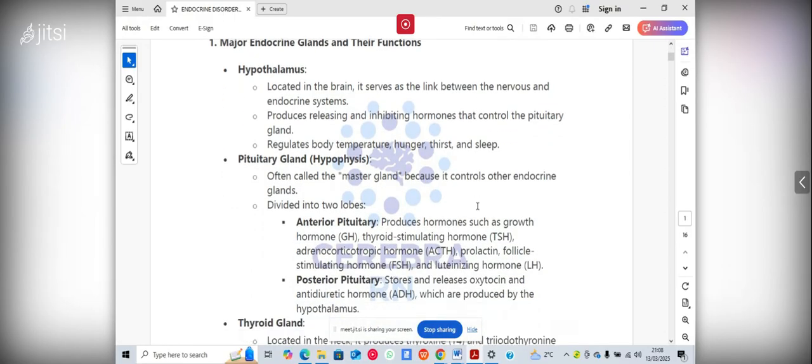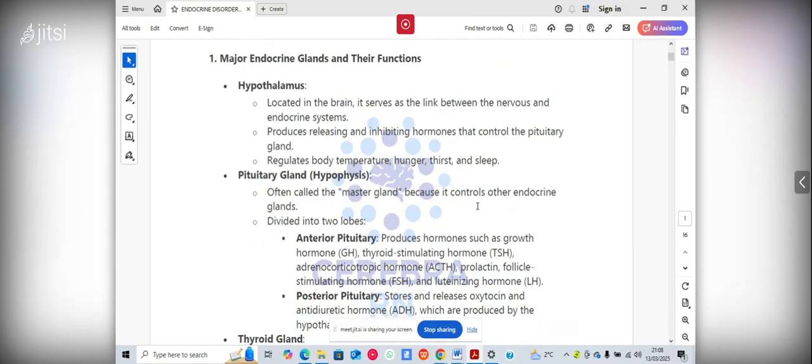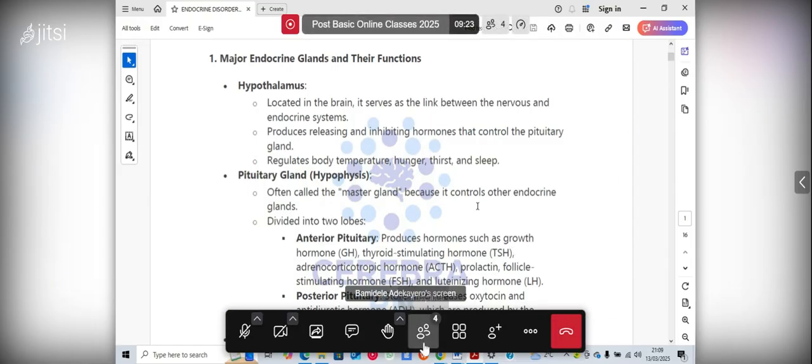We also have the pituitary gland. This is another very major endocrine gland, and it's often called the master gland because it controls all other endocrine glands. It's divided into two: the anterior pituitary lobe and the posterior pituitary lobe. The anterior pituitary does most of the work. It's involved in the growth hormone, the thyroid stimulating hormone, prolactin, the follicle stimulating hormone, and all the rest.